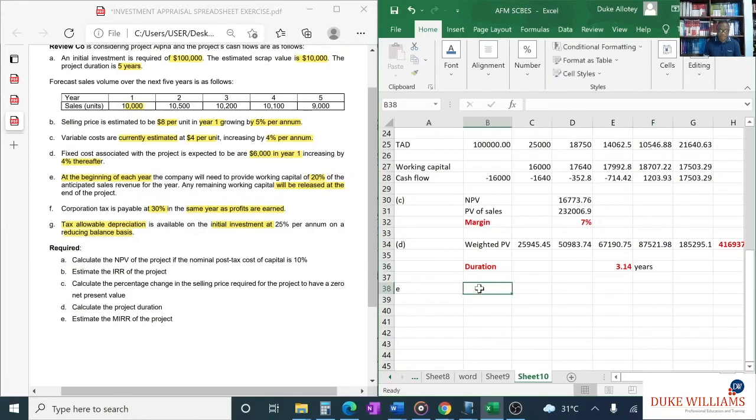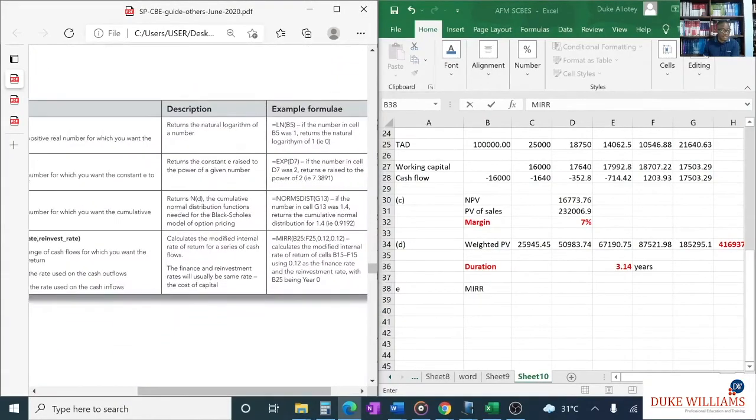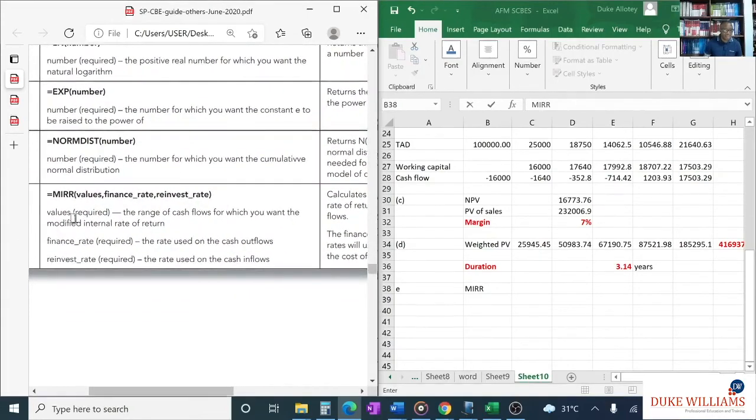E finally, which is the modified internal rate of return. Referencing the formula again, we can see that the modified internal rate of return has values. It says take the values, but of course these values will be from year 0 to 1, just like the IRR. Then the finance rate, that's the discount rate. Then the reinvestment rate. When you're not told how much cash inflows are reinvested at, then you assume they will be reinvested at the cost of capital because that is consistent with the NPV assumption.